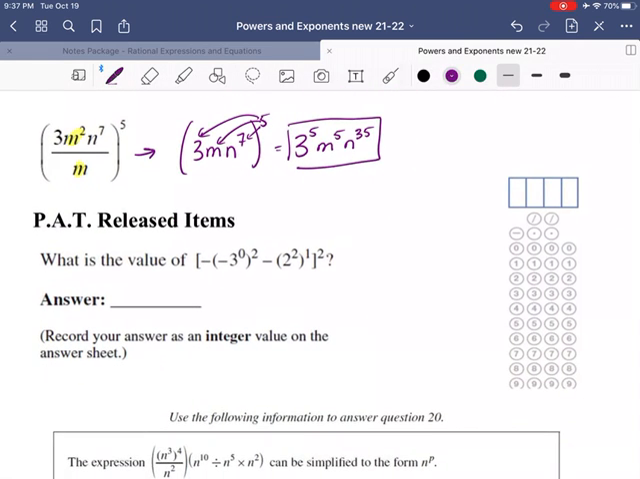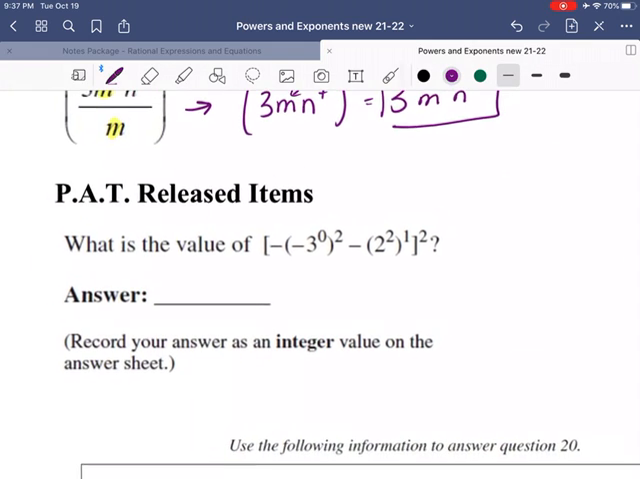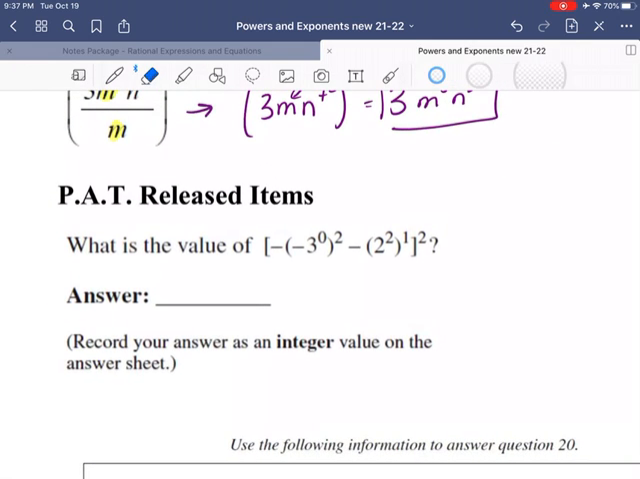All right, what is the value of all this stuff? This is a PAT question, so it looks daunting. The first thing we want to look at, though, is this 3 to the 0 exponent. That's equivalent to 1. So let's simplify it just a little bit. So that becomes 1 squared. And let's simplify this bracket a little bit here as well. So that's going to be 4.